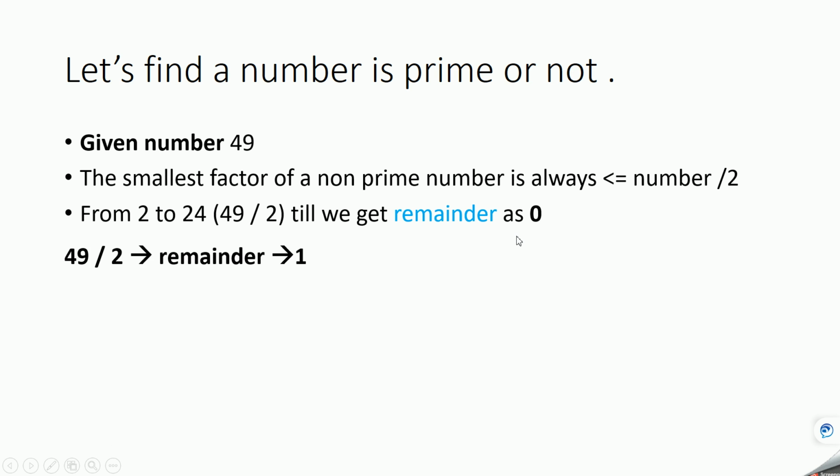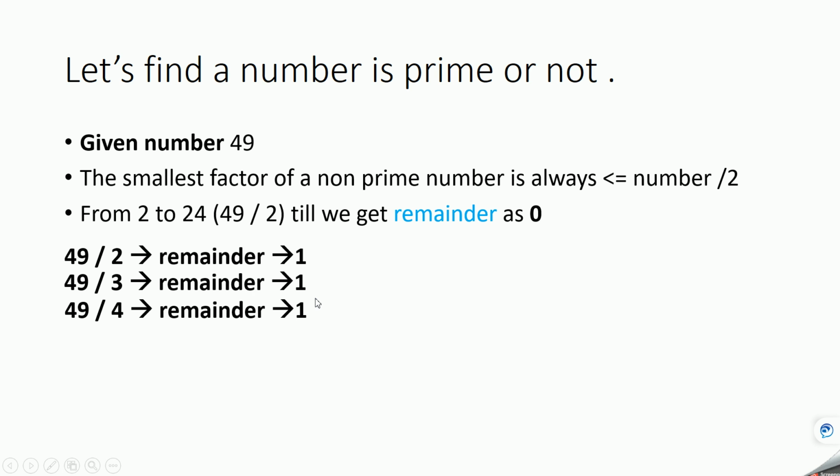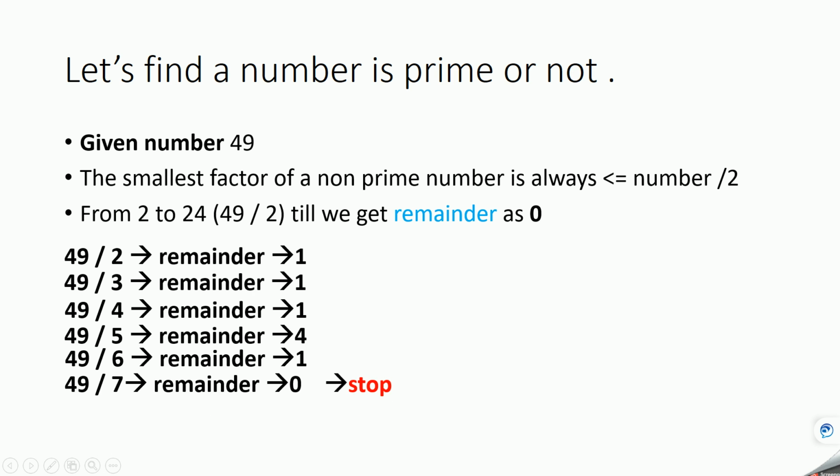So we'll check whether 49 is divisible by 2 up to half of this number, till we get the remainder as 0. First we'll check from 2 to 24 till we get the remainder as 0. Here 49 divided by 2, in this case the remainder will be 1. The remainder is not 0 here. So we'll divide by 3 and the remainder is also 1. Then we'll divide by 4, the remainder is still 1. We'll divide by 5, the remainder is still not 0.